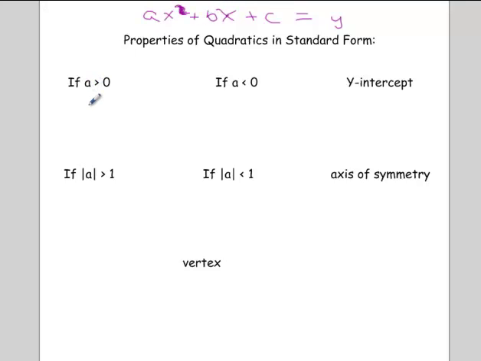If a is greater than 0, this is something we had before. It is a U-shape, it's called a parabola, and it opens up. And if a is less than 0, same deal, except it opens down.